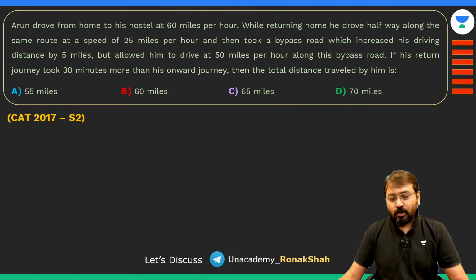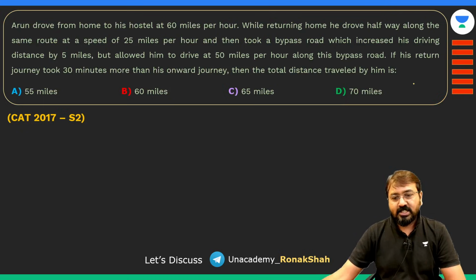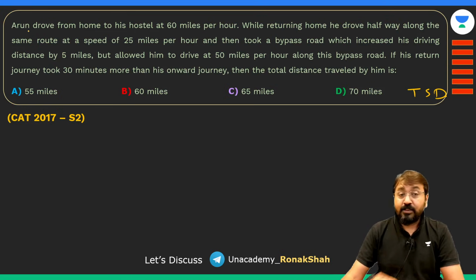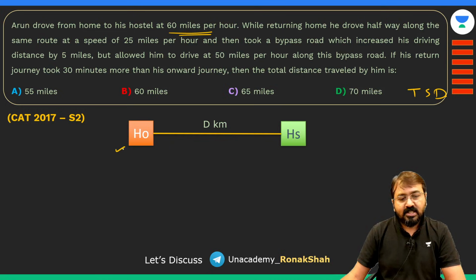Chalo, let's take one more question, which is once again based on the concept of TSD, time, speed, distance, and we are going to use a little different approach for this question because this is slightly difficult. Okay, this is from CAT 2017 slot 2. The question says that Arun drove from home to his hostel at 60 miles per hour. So here is the situation. This is his home and this is the hostel. Distance is not known, but he is driving at a speed of 60 miles per hour, mph.